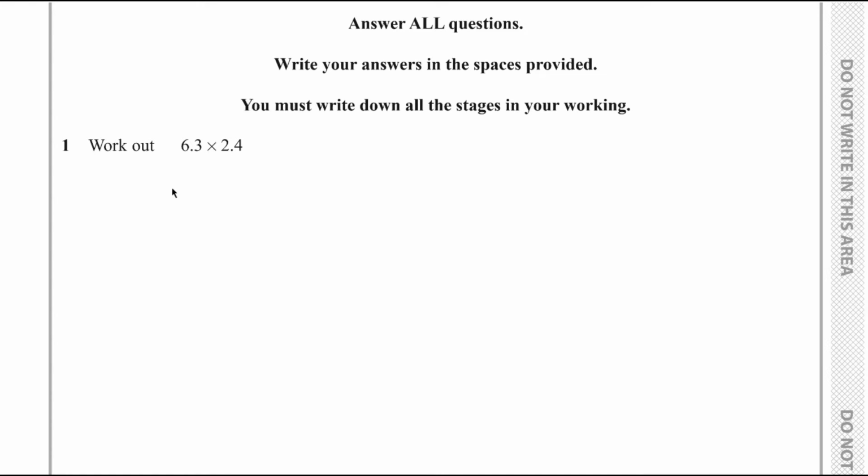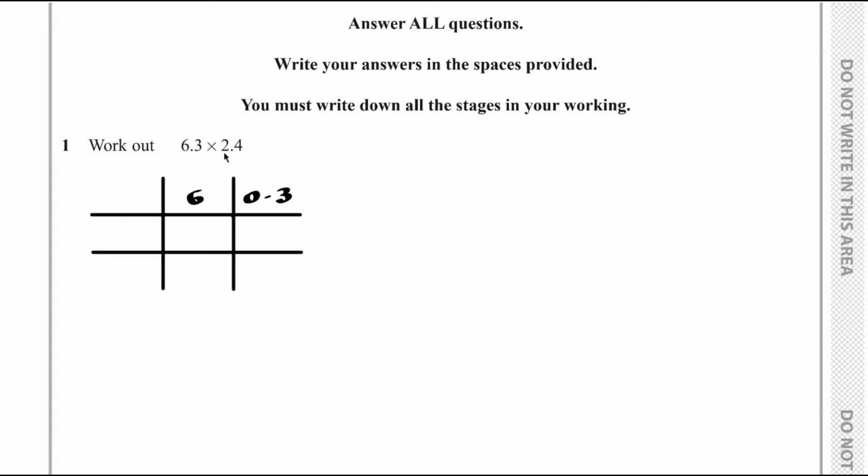To work this out, we can use the grid method. Using the grid method, we can split up the 6.3 as 6 and 0.3, and we can split up the 2.4 as 2 and 0.4. So now multiplying 2 by 6, we get 12. Multiplying 2 by 0.3, we get 0.6. Multiplying 0.4 by 6, we get 2.4. And multiplying 0.4 by 0.3, we get 0.12.